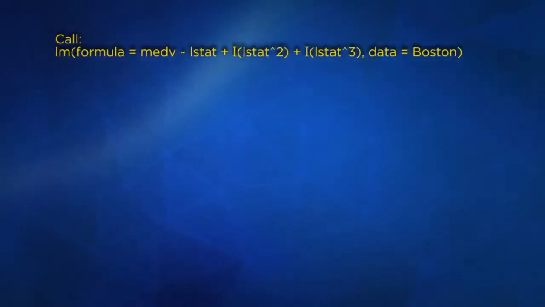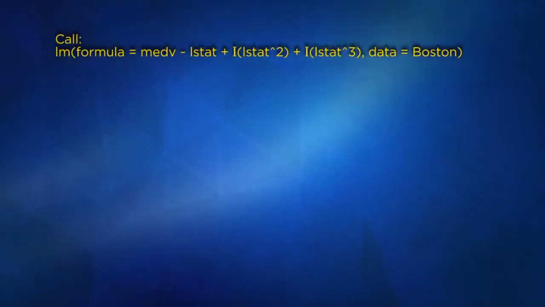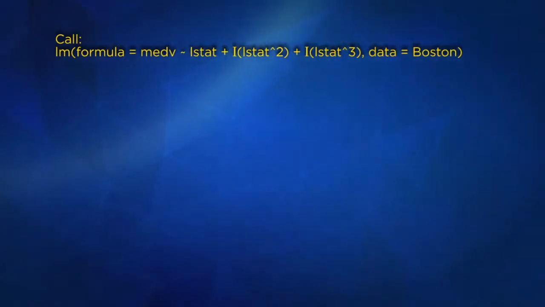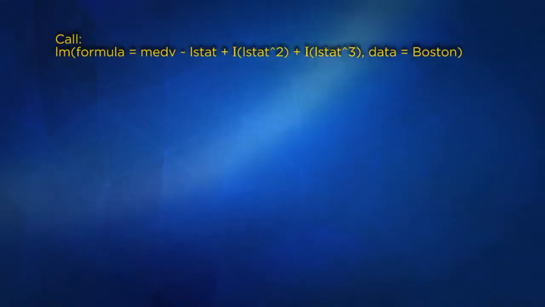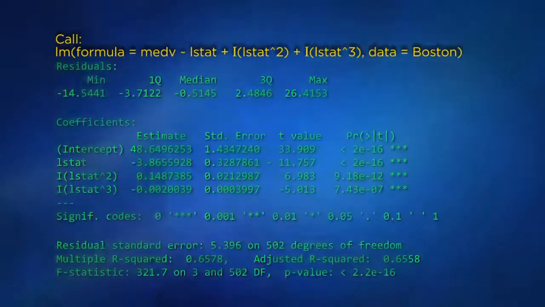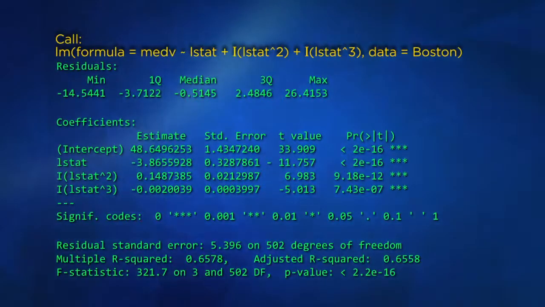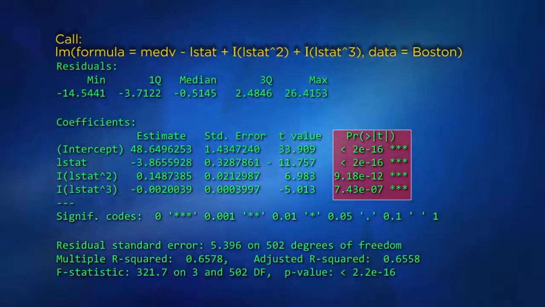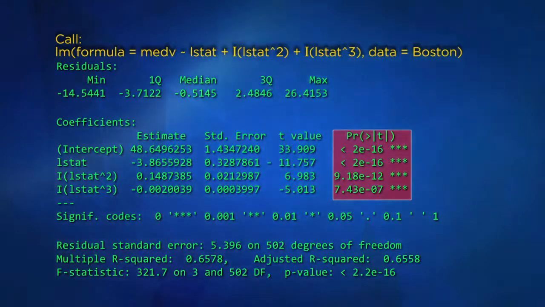We can actually extend the polynomial out to 3 degrees and get an even more accurate fit of our data. Here's how we do that in R. We're going to use the LM function for the median value of our home, and we're going to regress that on low socioeconomic status percentage plus that variable squared plus that variable cubed from our Boston data. Let's look at a summary of that output. Notice here, each of our variables is significant. You've got p-values that are way below 0.05, even below 0.01.